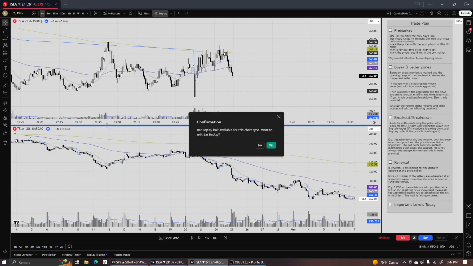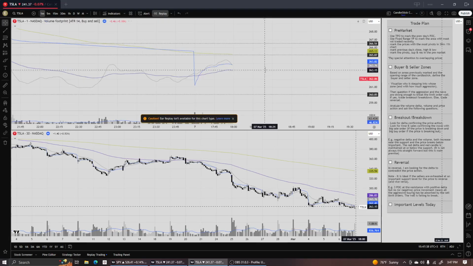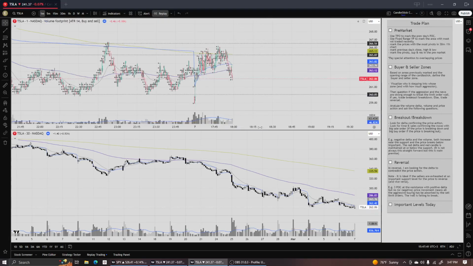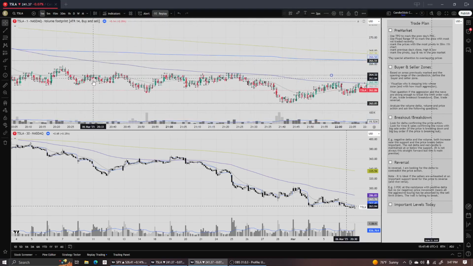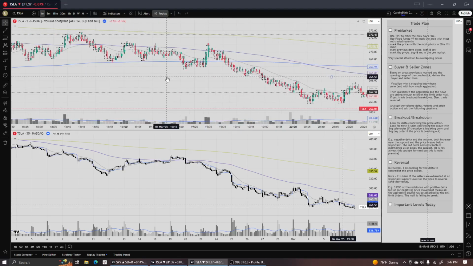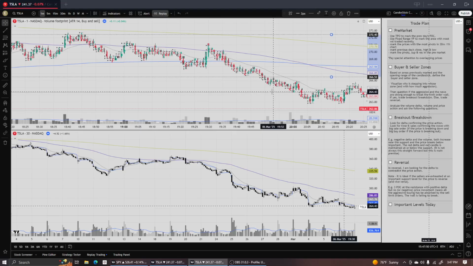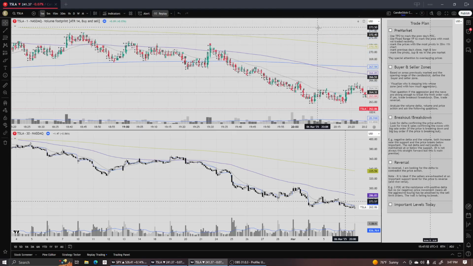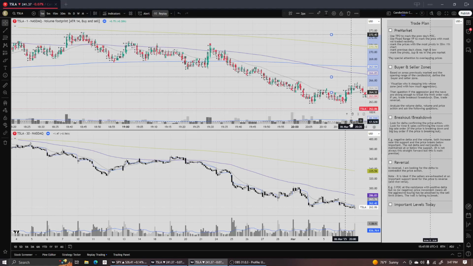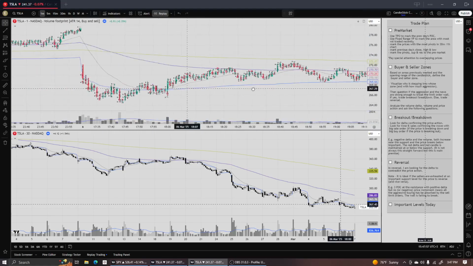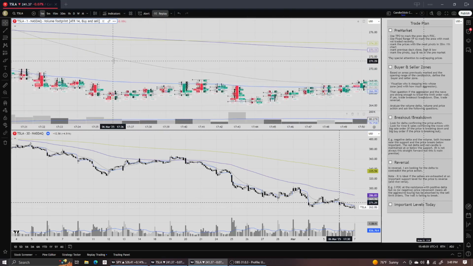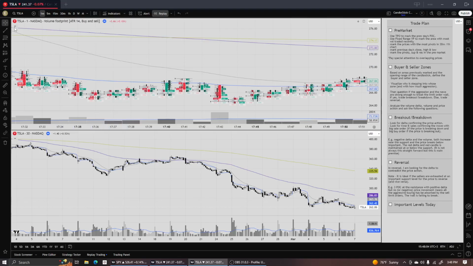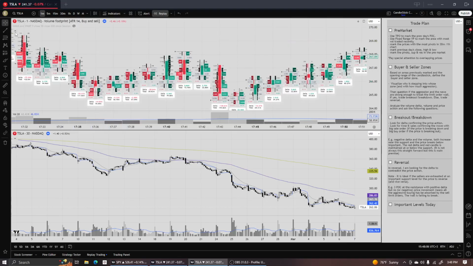Bar replay isn't available for this chart type, which is really sad because I would have loved it. Maybe they'll add it in the future. When there is no replay, then you can see everything, and then is he wrong, is he right? Excitement is not there. Let's delete this. Let me zoom into this.